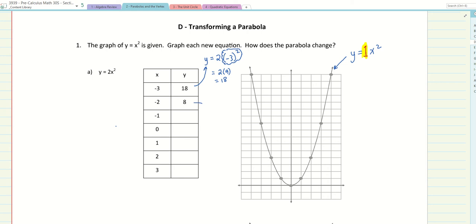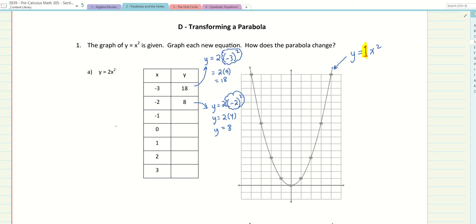In this example, since it's a 2 there, it's 2 times whatever the input is squared. The input is -2. So we square that first, so that's 4. And then we multiply it by 2, so 2 times 4 is 8. Continuing with that idea, go ahead and pause the video and fill out the rest of the chart.